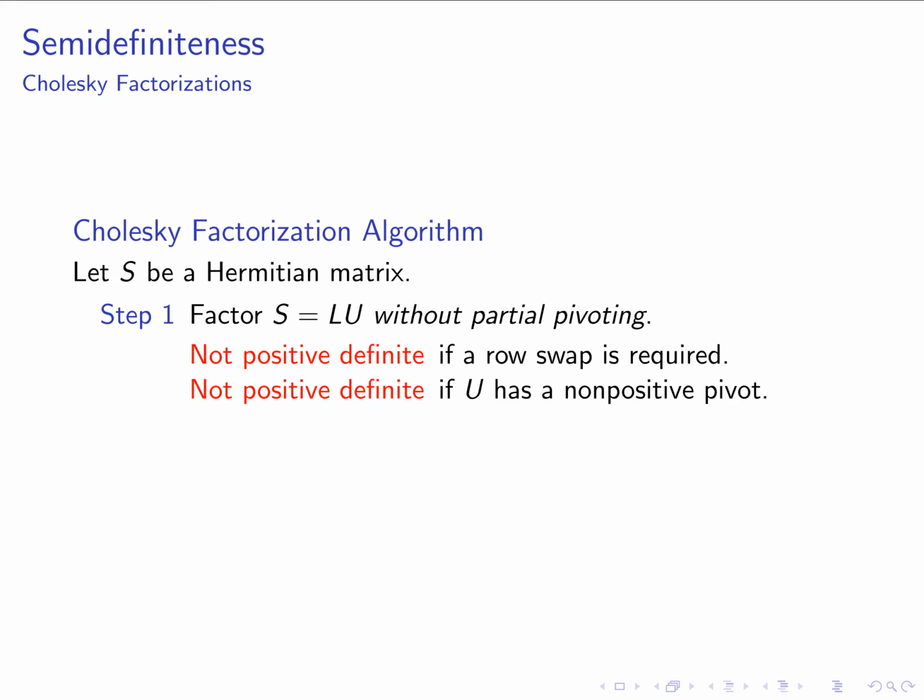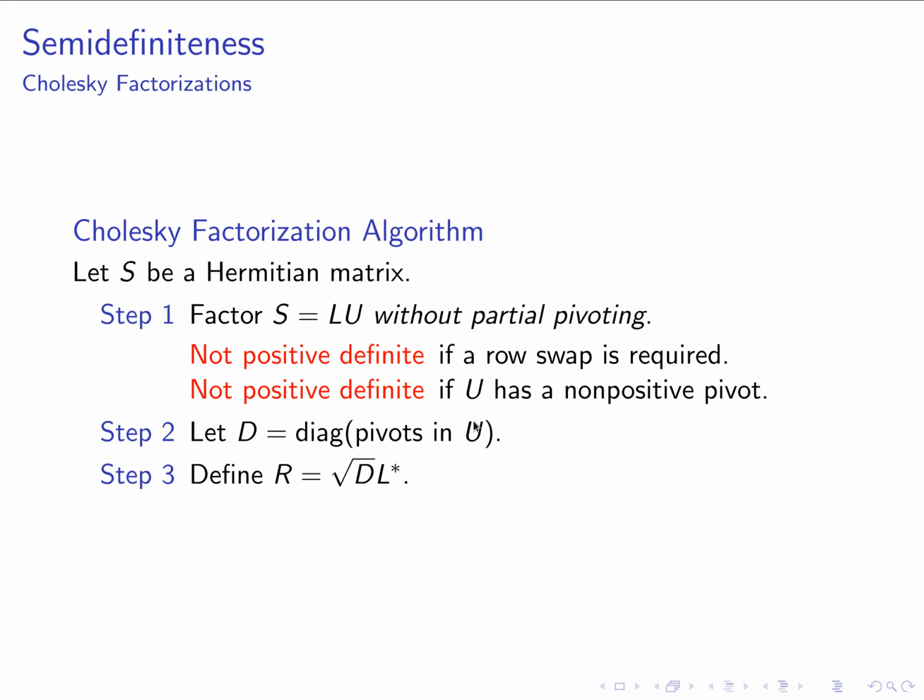If we get through step 1 successfully, so if we manage to calculate an LU factorization without needing any row swaps, and where U has a positive diagonal, then in step 2, we define a matrix D to be the diagonal matrix whose diagonal entries are the pivots in U. And then we can define in step 3 a matrix R by the formula square root of D.